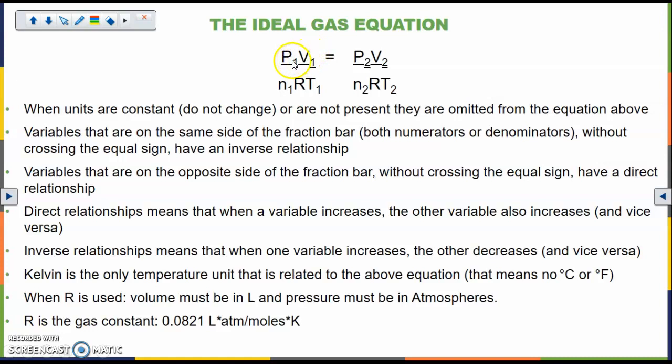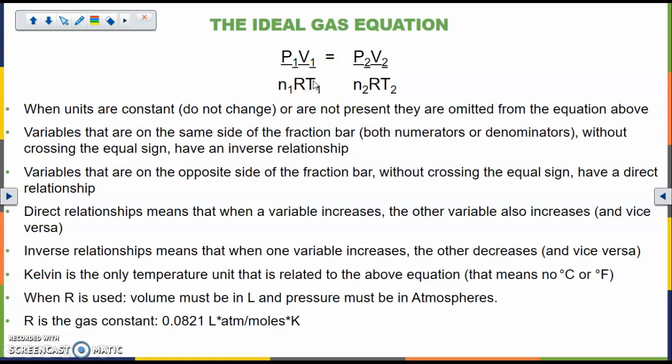Inverse relationship means that if the pressure increases, the volume decreases, and vice versa. So if the pressure decreases, the volume has to increase. It's called an inverse relationship because they go opposite ways. One goes up, the other goes down, and vice versa. And that would be the same relationship between the number of moles, which is N, and temperature. If the number of moles increases, the temperature also increases, in this case for gases again.